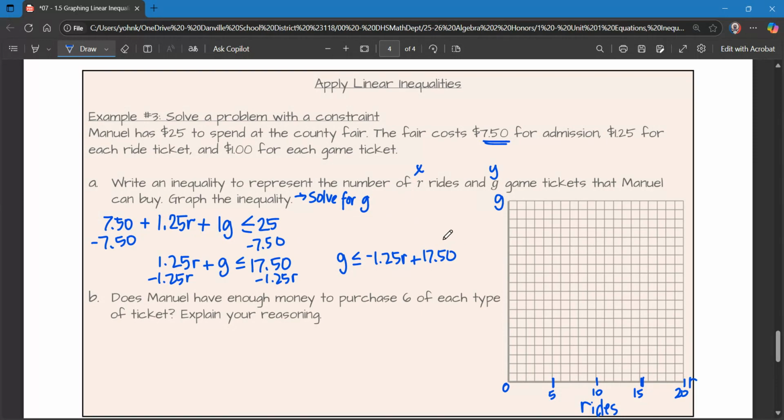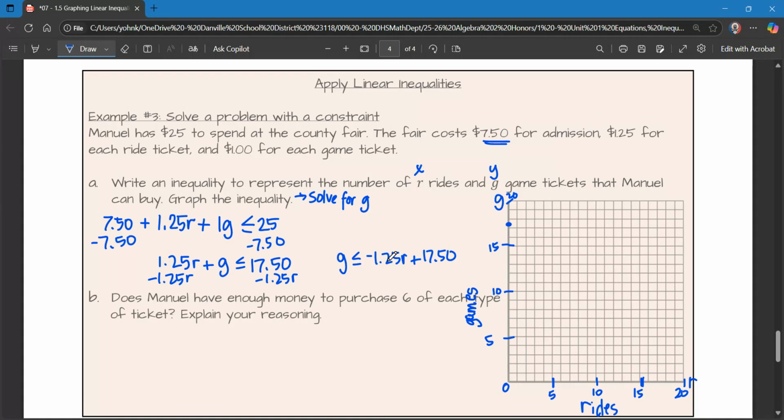Now I don't want to count by all those decimals, so let's just count by ones again. This is going to be your games, so let's count by ones again. So 1, 2, 3, 4, there's 5. This goes to 20 as well. 2, 3, 4, there's 10, there's 15, and then you got 20 up at the top. All right, so we need to start at 17.50. So 15, 16, 17.50 is going to be right there.